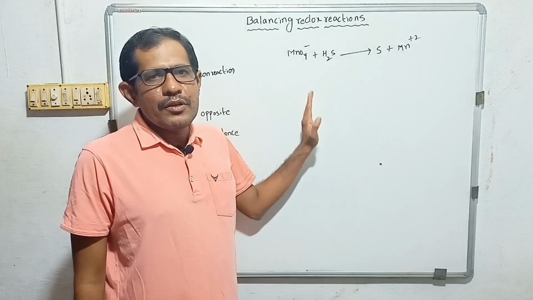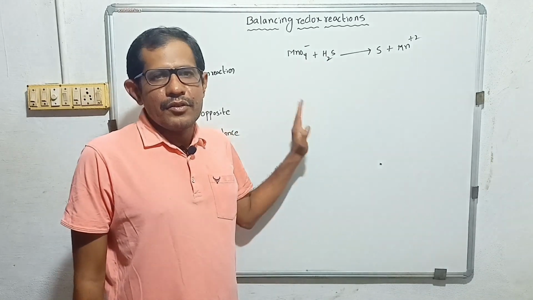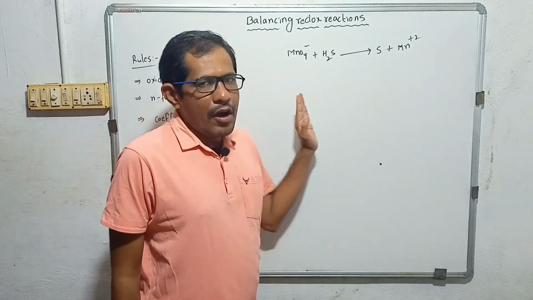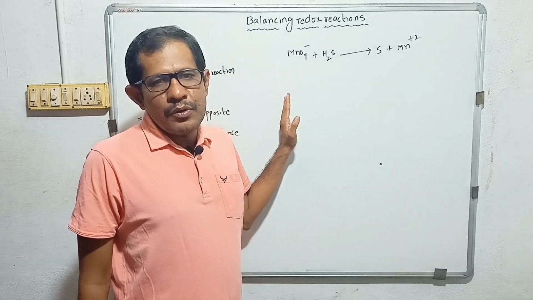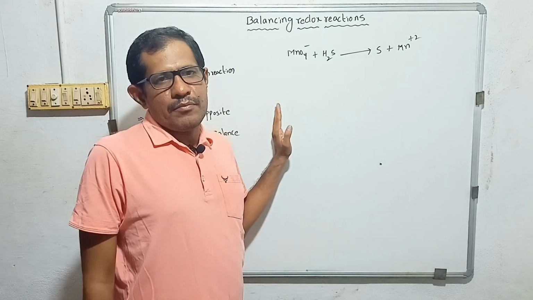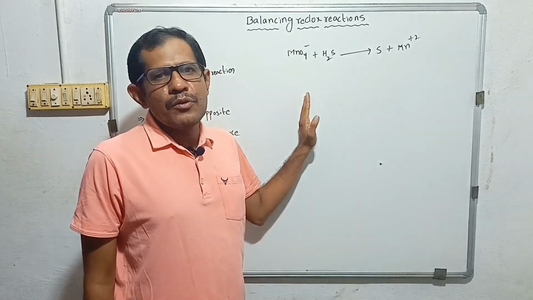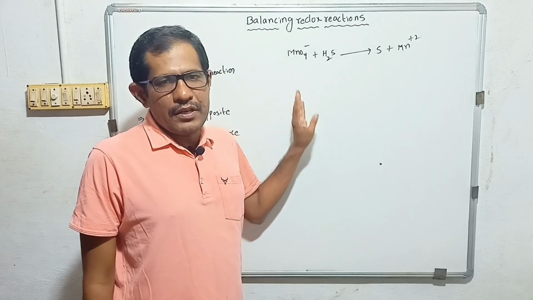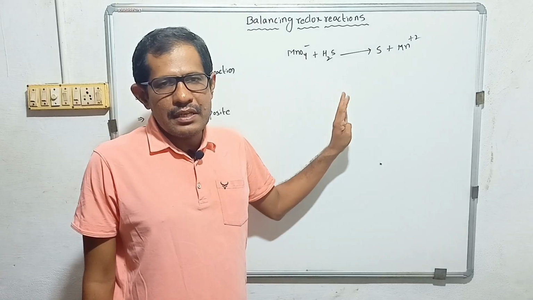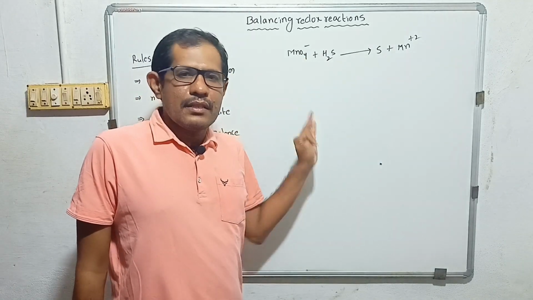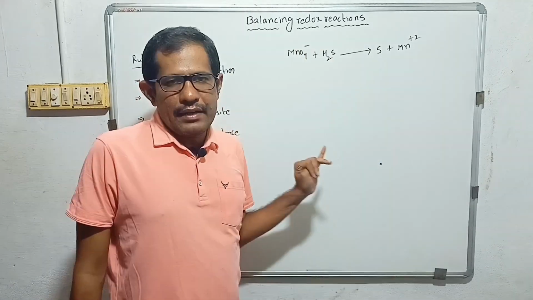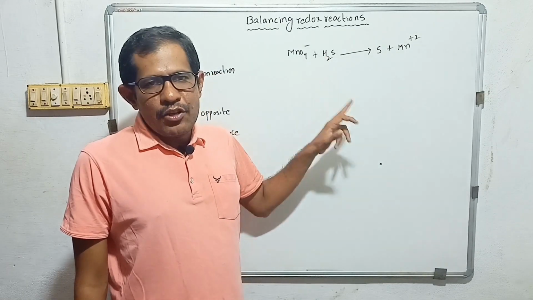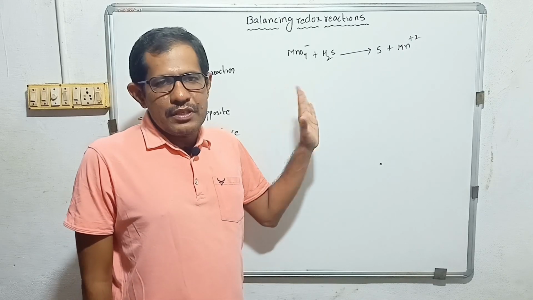Second step, you need to calculate the n factor. And the third step is, after finding the n factor, we need to assign the stoichiometric coefficients. By using that n factor, we need to assign the stoichiometric coefficient oppositely. That I will show you. First, calculate what is the oxidation reaction and what is the reduction reaction. The second step, calculate the n factor. After calculating the n factor, assign those n factors as stoichiometric coefficients, oppositely.